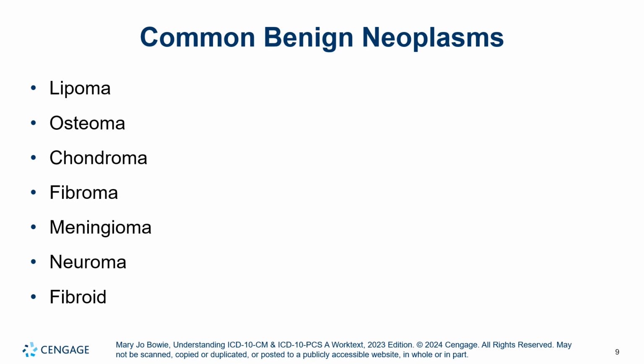Some common benign neoplasms: lymphoma, osteoma, chondroma, fibroma, meningioma, neuroma, and fibroid. In benign neoplasms, you're missing that carcinoma, right? Or the blastoma or the sarcoma. You're missing that middle part here because these are benign. They're not malignant.